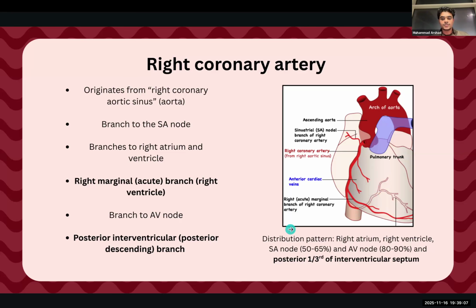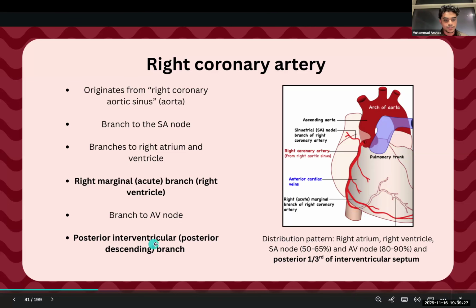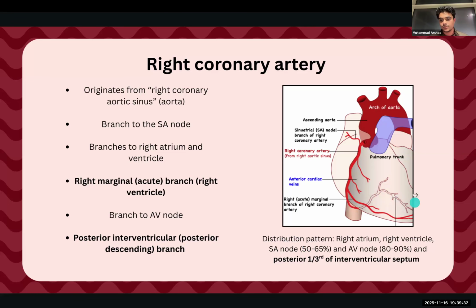Now, something important to note is the distribution pattern. It's going to be supplying the right atrium, right ventricle. It supplies about 50-65% of the SA node's blood supply and 80-90% of the AV node's blood supply. That's not the most important thing, to be honest. The most important thing that you need to know is that it supplies the posterior 1/3 of the interventricular septum. And it makes a lot of sense if you think about it, right? We said that this is the posterior interventricular branch or artery. It runs posterior, and it's going to be stopping over here, which is where the interventricular septum is at.